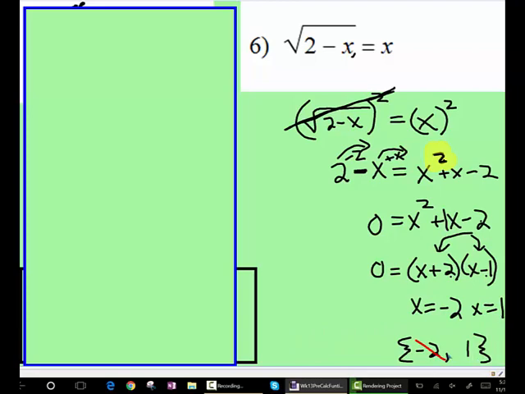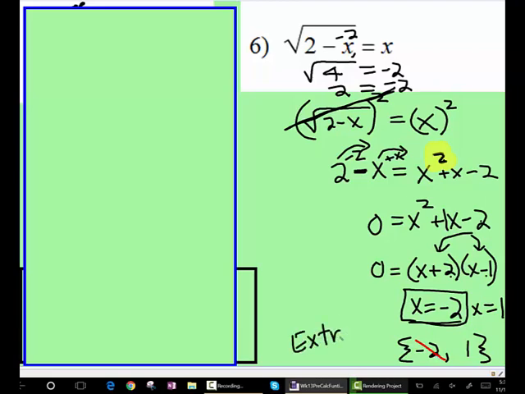And then we have to check both answers. If we plug negative 2 here, well, subtract a negative is like adding a positive, but the positive square root of 4 is 2. But over here, it's negative 2. So the negative 2, even though it works algebraically, it doesn't work when you plug it in, and that is an extraneous solution. Meaning it works when you do the algebra, but it doesn't actually work when you plug it back in. So 1 is our only answer.